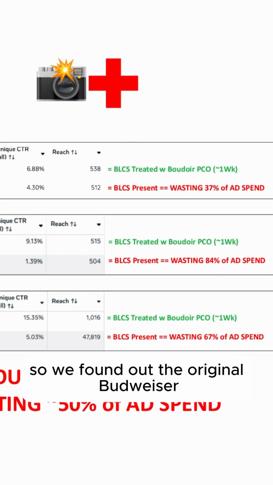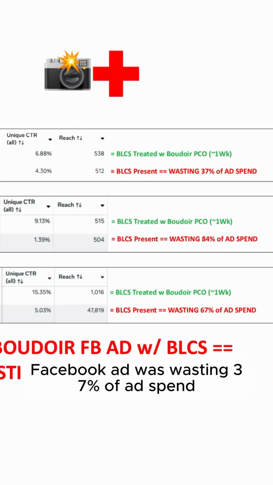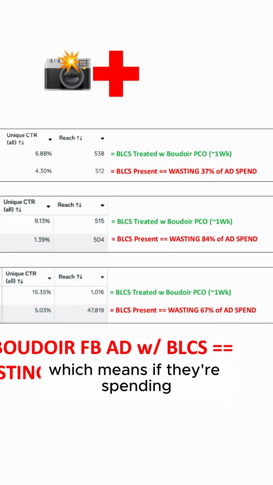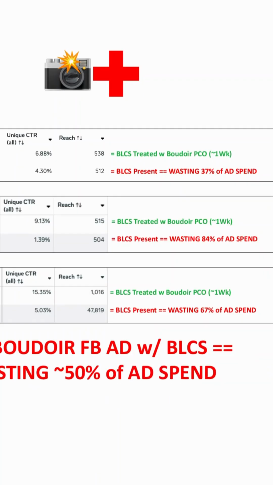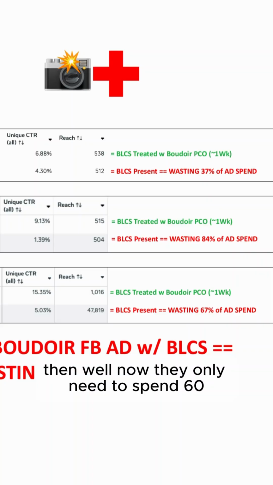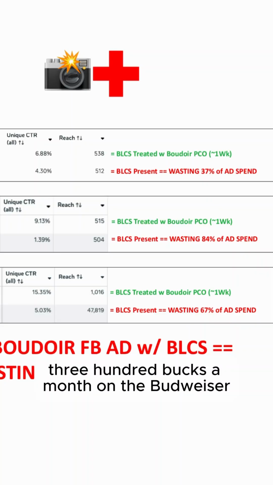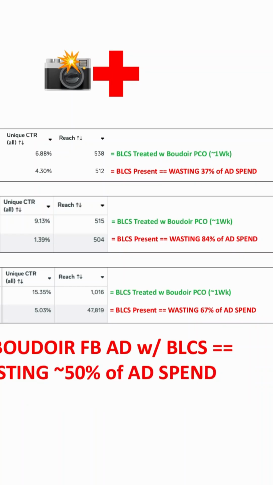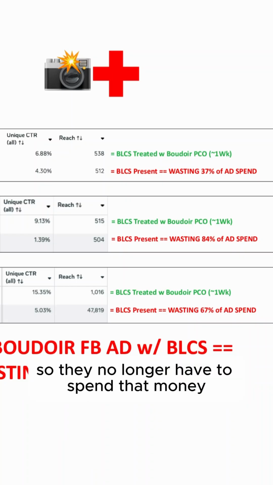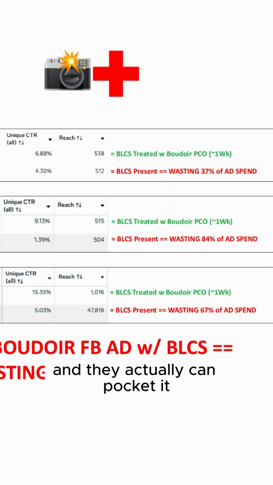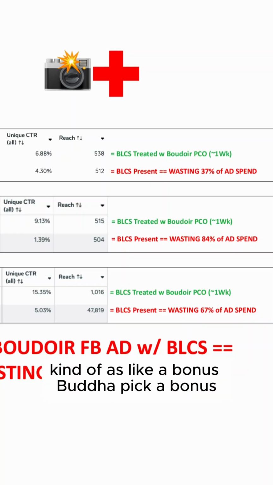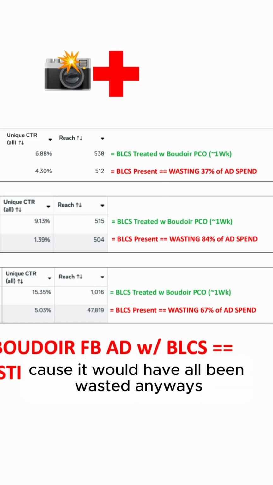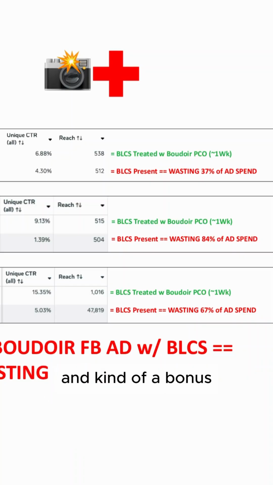So we found out the original Boudoir Facebook ad was wasting 37% of ad spend, which means if they're spending 10 grand a month on the original Boudoir Facebook ad, now they only need to spend $6,300 a month on the Boudoir Pico treated ad to get their ad into the same number of women's brains. And so they no longer have to spend that money, and they actually can pocket it kind of as a bonus, a Boudoir Pico bonus. They just don't spend it because it would have all been wasted anyways. A $3,700 a month bonus.